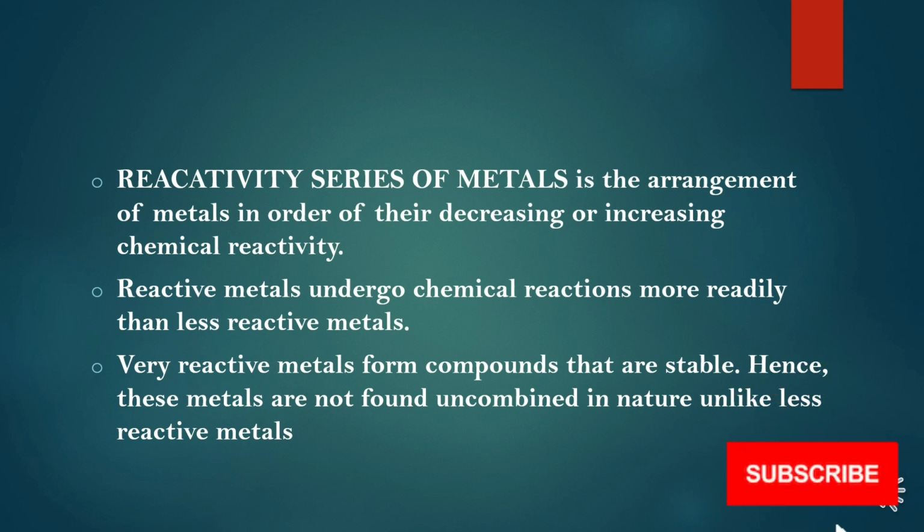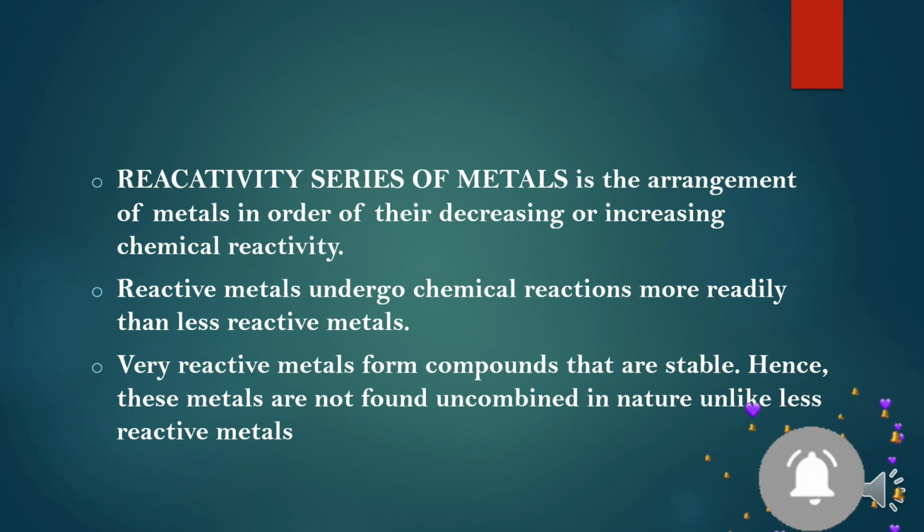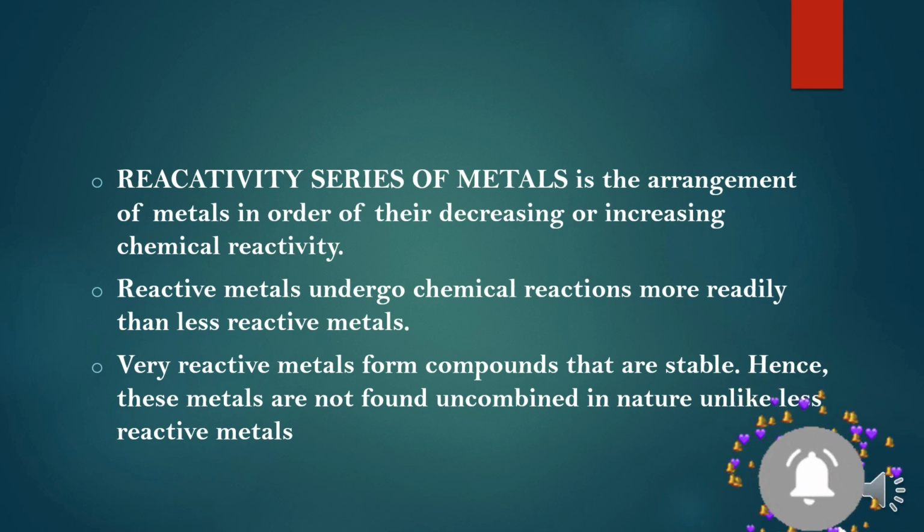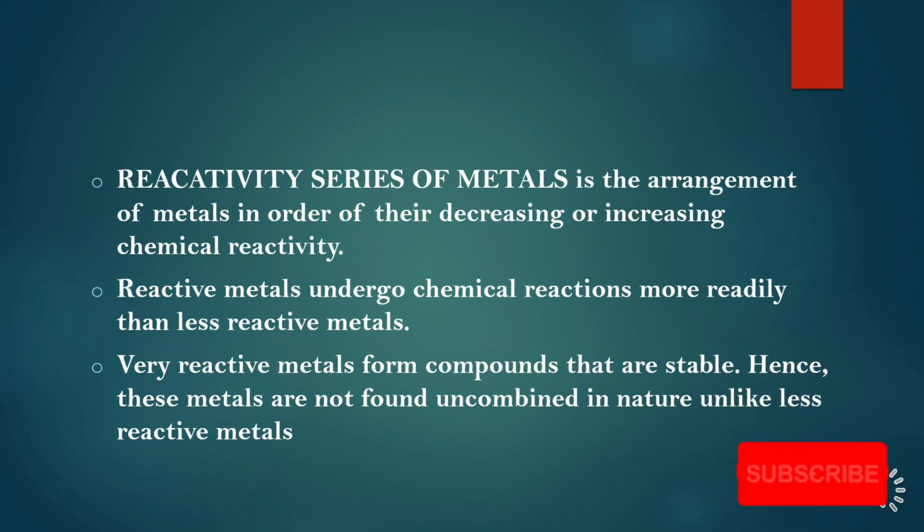very reactive metals are able to form compounds that are more stable, because it is very difficult to break the bond formed in a compound of a more reactive metal. That's why we say more reactive metals form compounds that are more stable, unlike the less reactive metals. The reason is that it is difficult for the bond in the compound of a more reactive metal to be broken down.